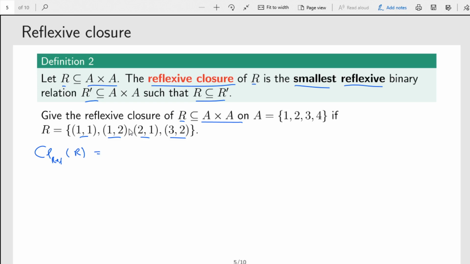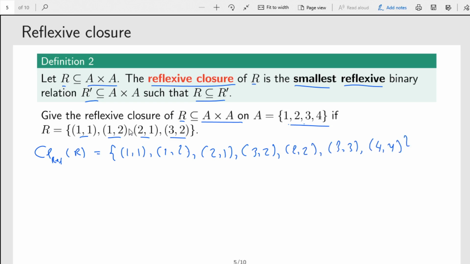First of all, it must contain all pairs from R, right? So that means you add these. Now, this is not yet reflexive, right? Now, you add more pairs to it so that eventually you get a reflexive relation. Because R is defined on A, where A contains the integers 1, 2, 3, and 4, in order to make this relation reflexive, you add (2,2), (3,3), and (4,4). So this is the reflexive closure.